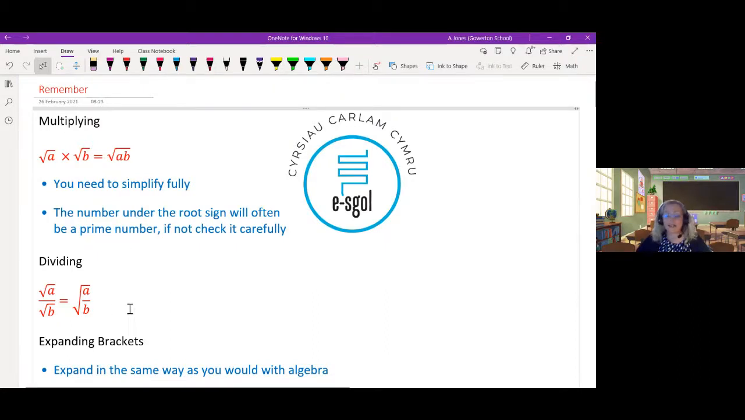Then when we are dividing, we use the rule that the root of A divided by the root of B is equal to the root of A divided by B. So you just use this, and you might have to separate them out. And again, double check when you are dividing if you've got the same thing. So if you've got something like root 6 divided by root 6, the answer to that is going to be 1, in the same way that 8 divided by 8 is 1. And finally, when you're expanding brackets, think about them as algebra and just do them in the exact same way as you would with algebra.